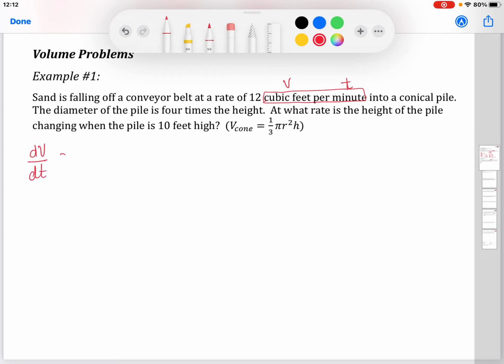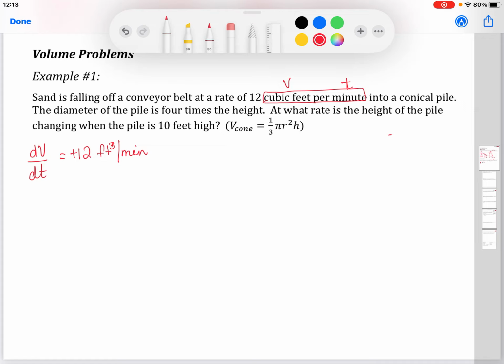So I know my dV over dt is 12. Although it's falling, it is building up a conical pile. So would you agree that your conical pile will be increasing, right? The height of it or the whole volume of it would be increasing. So it's going to be positive 12 feet cubed per minute. I'm going to sketch a cone here.